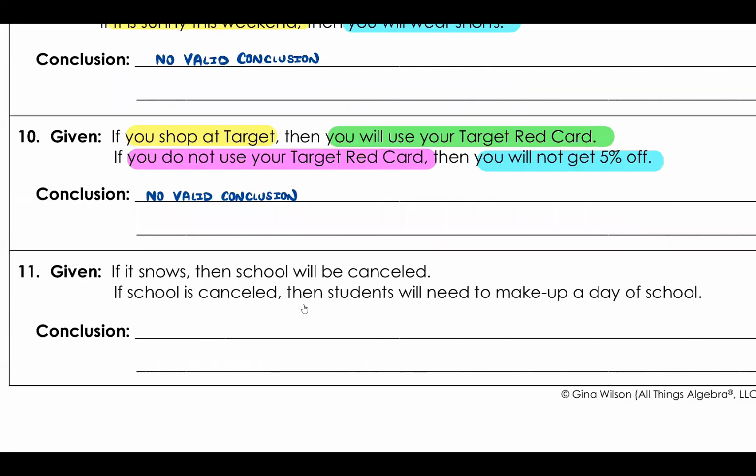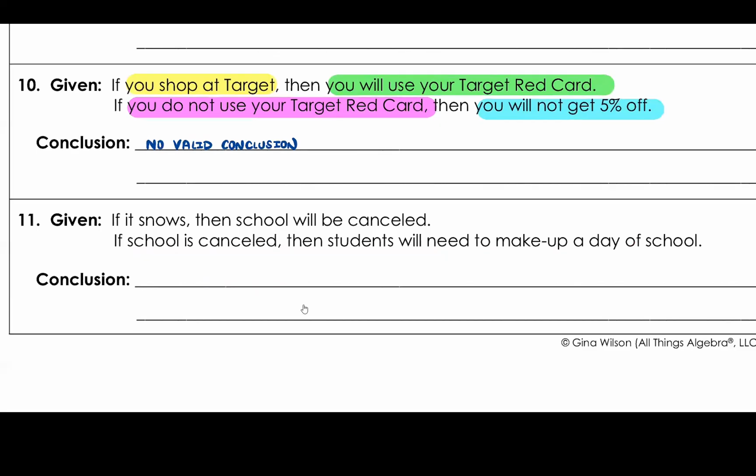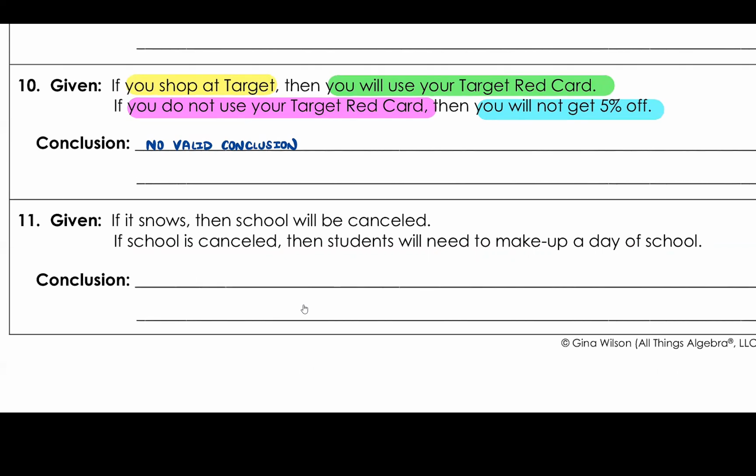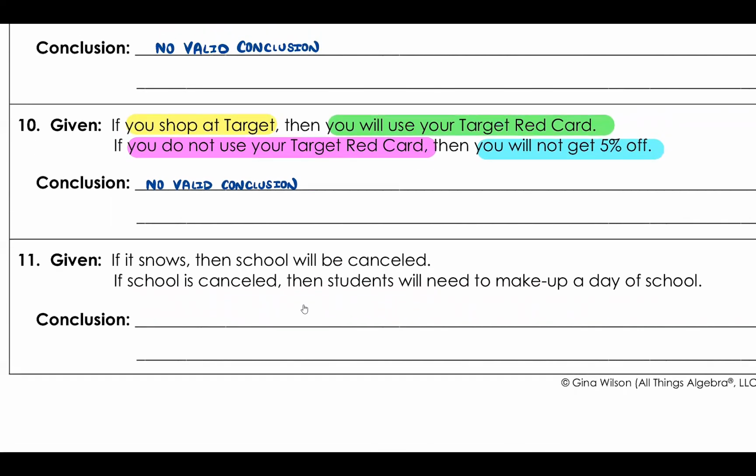All right, last example. If it snows, then school will be canceled. What if it doesn't snow here? If school is canceled, then the students will need a makeup day of school. Man, I'm glad we don't do that. We might have to this year, though, if it snows, because we're behind on days anyway. Extended summer.